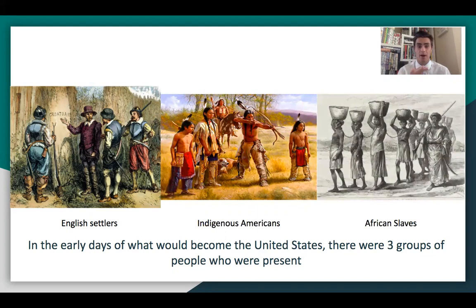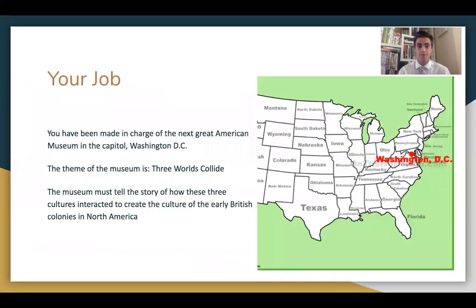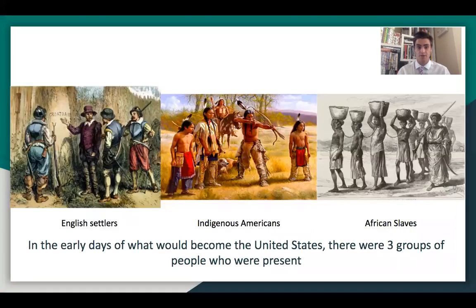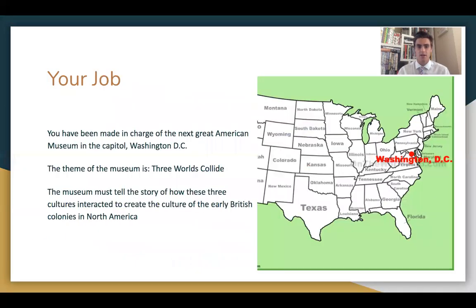We are going to be learning about these three groups of people over the next few weeks, but we're going to do it in a fun way. Your job: you all have been put in charge of the next great American museum in the capital of the United States, Washington, D.C. You all will be creating it. The theme of the museum is Three Worlds Collide. The museum must tell the story of how these three cultures, the English settlers, the indigenous Americans, and the African slaves, interacted to create the culture of the early British colonies in North America.